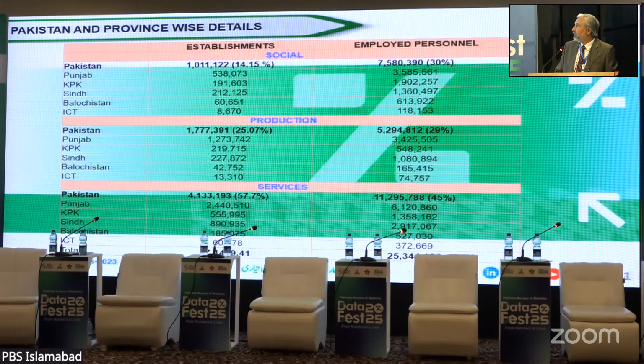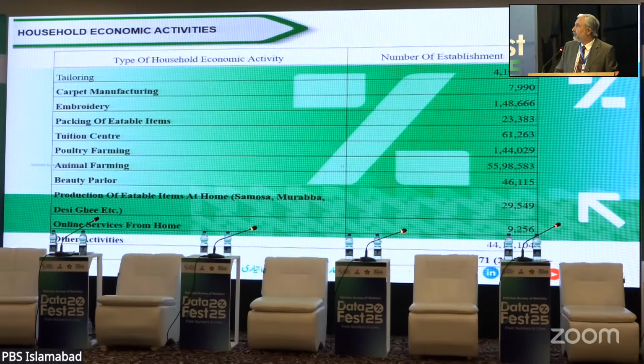This is basically the same distribution by establishments, by province, for social, production, and services. Next. This is the type of economic household activity, the activity which is now being carried out within the household. So the tailoring, this is the number of establishments, 419,000. Carpet manufacturing, embroidery, packing of eatables, tuition centers, poultry farming, animal farming. So this is the information which has been captured within the households which are also performing economic activities. Next.